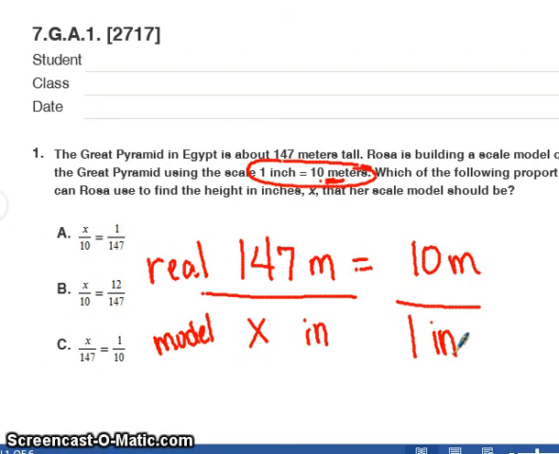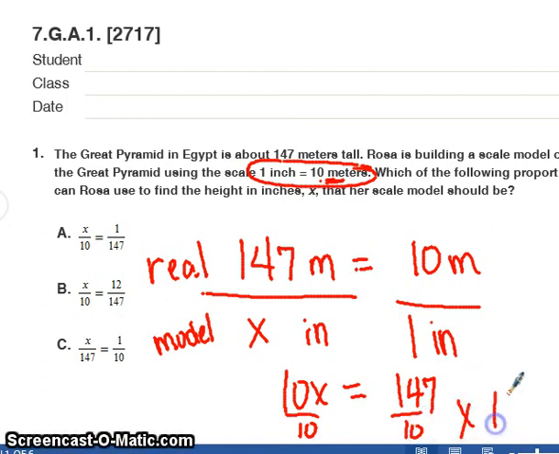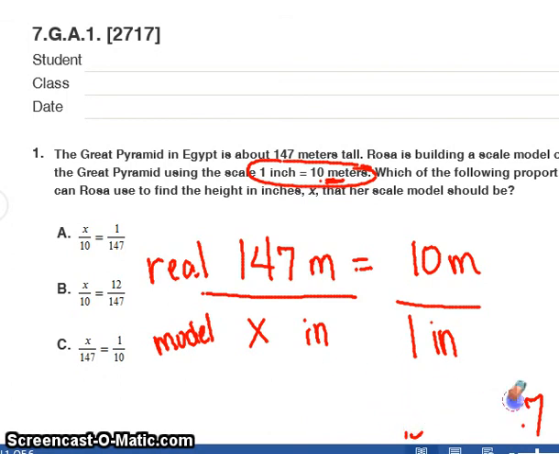Cross multiply and divide. I've got 10 times x, and 147 times 1 is 147. Divide both sides by 10, and I get x is equal to 14.7. And I did all of that work again, and I didn't need to. I should look at my answer choices. I'm looking for a proportion here that would actually help me solve this problem.